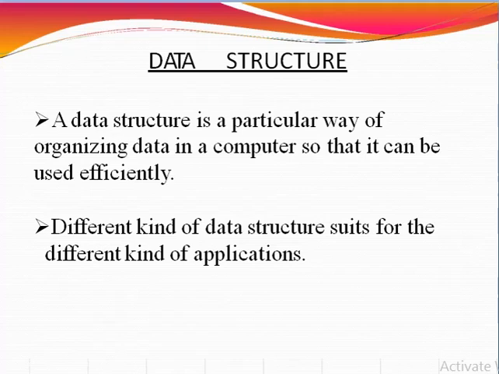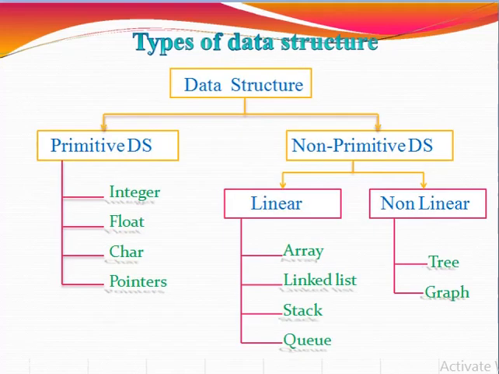For this, we first have to go through the definition of data structure. A data structure is a particular way of organizing data in a computer so that it can be used efficiently. Different kinds of data structures suit different kinds of applications. I am going to explain the categorization, or the types of data structure, right now.